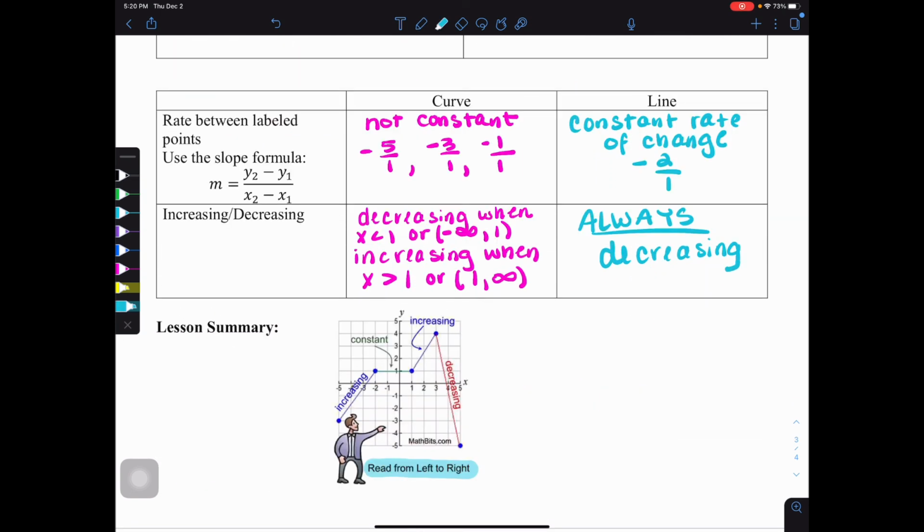So now for the lesson summary. Here's a picture of a graph just to give you more examples. And as you can see, I've highlighted there, read from left to right. You always want to make sure you're coming from the left side of the graph and reading it like you would read a book from left to right. And that concludes your lesson on increasing and decreasing functions.